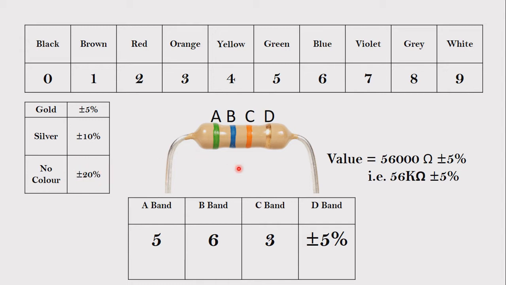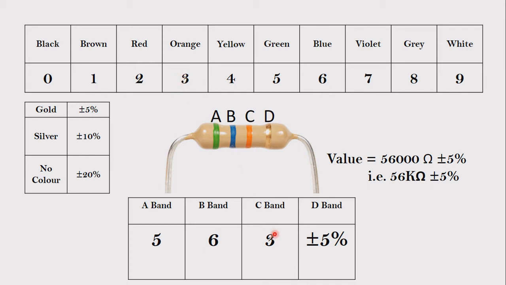Now in the A band we have green color. So the value of green is 5. Just write here 5. Next, the color in the B band is blue. The value of blue color is 6. Write down here 6. In the C band, we have orange color. The value of orange is 3.